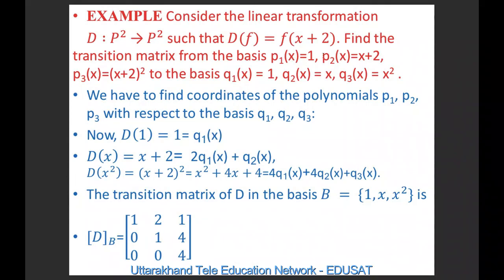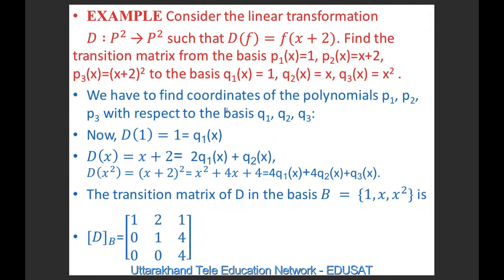Now consider the linear transformation D from P2 to P such that Df equal to f of x plus 2. Find the transition matrix from the basis p1(x) equal to 1, p2(x) equal to x plus 2, p3(x) equal to (x plus 2) whole square to the basis q1(x) equal to 1, q2(x) equal to x, q3(x) equal to x square. One basis set is 1, x plus 2, (x plus 2) whole square, another is 1, x and x square. We have to find the transition matrix.